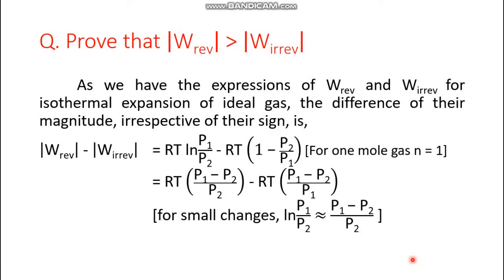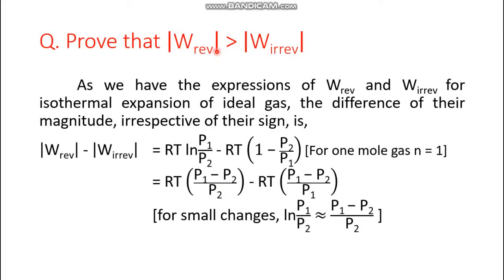So two things are done. Now finally we have to prove that the reversible work done is actually greater than irreversible work done. Now you may have one question in your mind. In this expression we are giving the modulus sign.